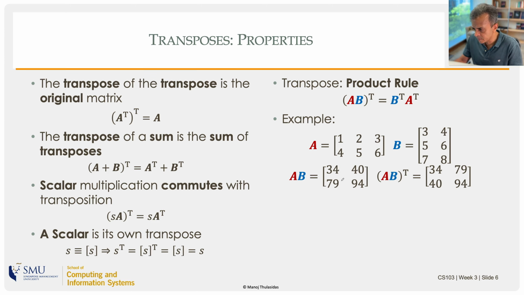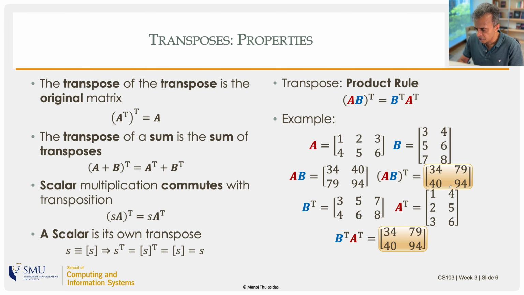Now transposing is just swapping these two, so you get 40 there and 79 there. The main diagonal doesn't move, being the mirror. Now if you compute B transpose A transpose, you will get the same thing.